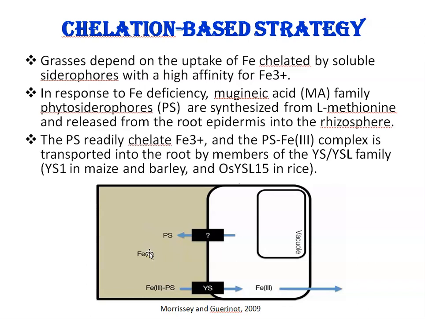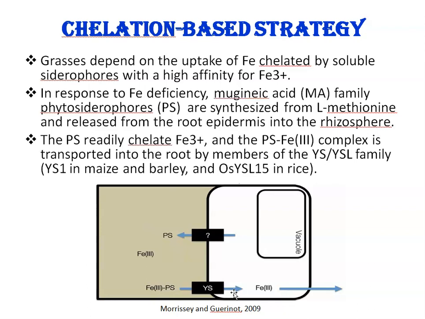This complex is then transported into the root by members of the YS or YSL family. YS means yellow stripe. YSL, yellow stripe like genes. So here YS1 in maize and barley and OsYSL15 in rice.